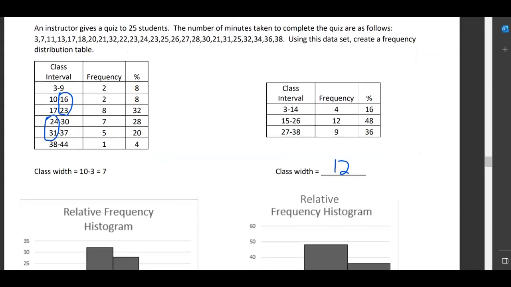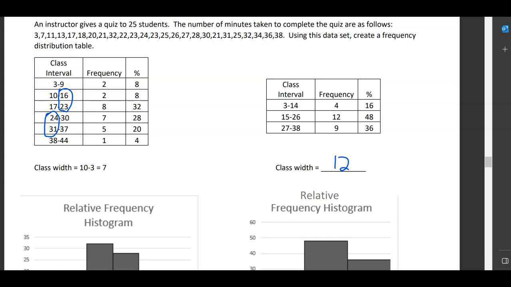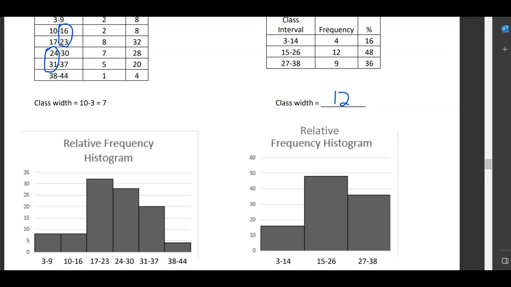Now I went from here and did a histogram. So along the bottom, on these histograms, we have the class intervals, and then the height of the bars corresponds with the percentages, because it's the relative frequency, what percent. So we have between 3 and 9 was 8%, and that bar goes up to 8. Perfect. And so that's the picture if the class width is 7, and if the class width is 12, it's very similar shaped.